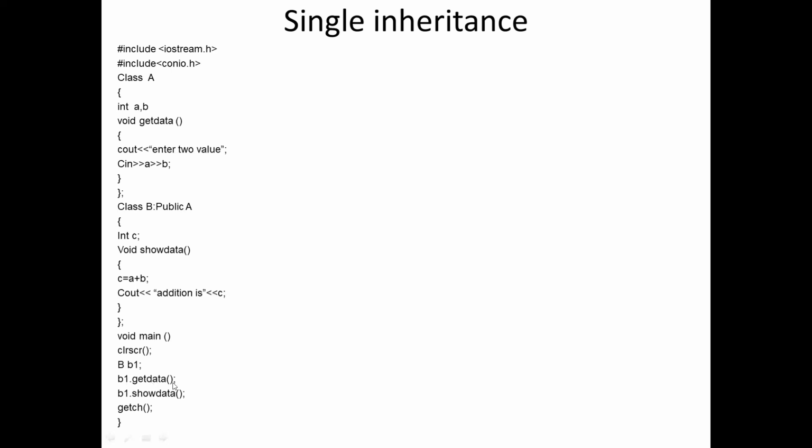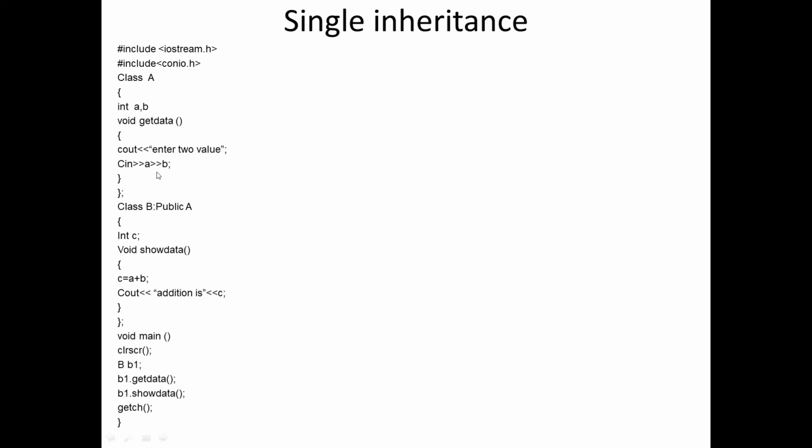Here we call two methods, getdata and showdata. getdata is a method of the base class and showdata is a method of the derived class. So what we have seen is that using inheritance, we can use the data members of a base class in the derived class, and we can also call the methods of a base class with the object of the derived class. We have used the getch keyword to hold the output on our output screen, and we have terminated this main function. When you compile and run this program, you will get the addition of a and b, whatever values are entered by the user.